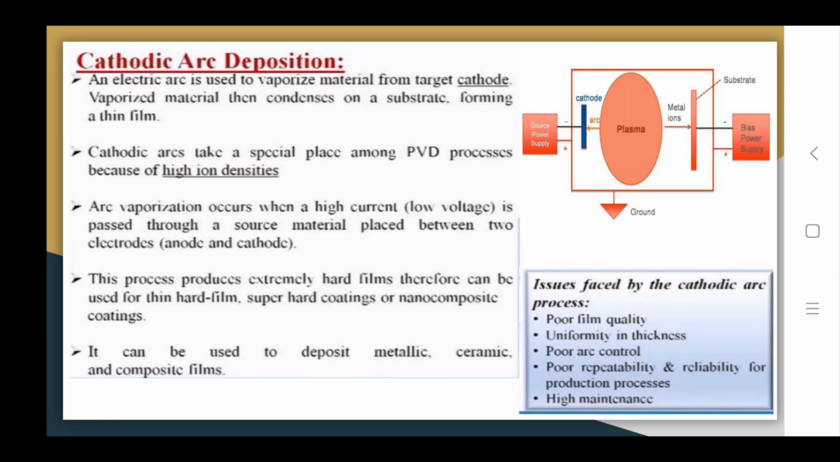Some issues faced by the cathodic arc process are poor film quality, poor uniformity in thickness, poor control, poor repeatability and reliability for production processes, and high maintenance. So these are all issues we generally face while doing cathodic arc deposition.